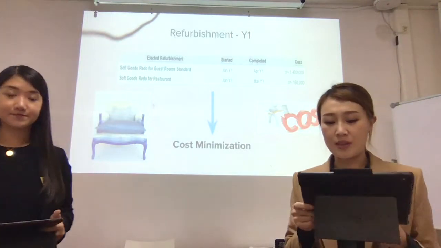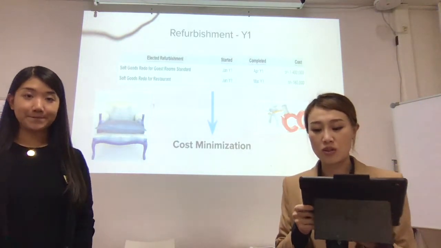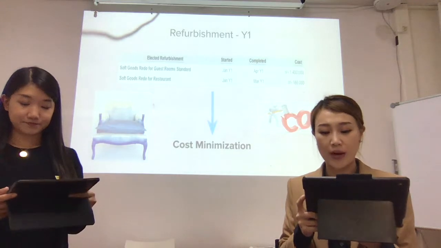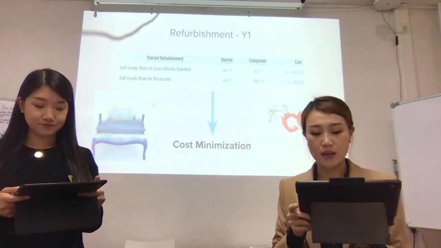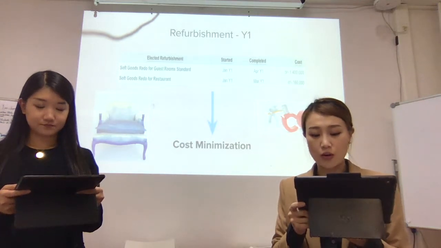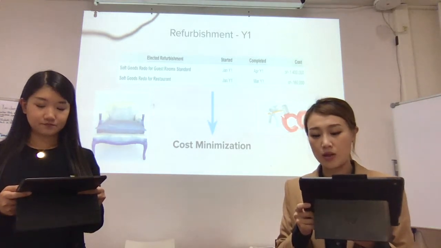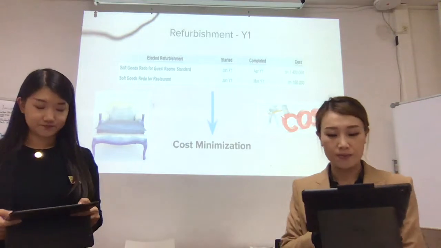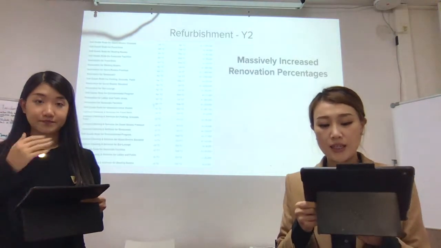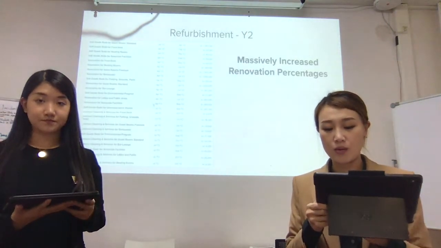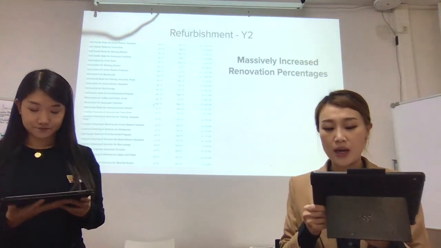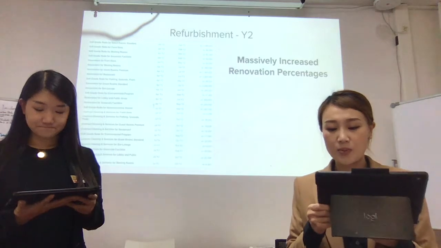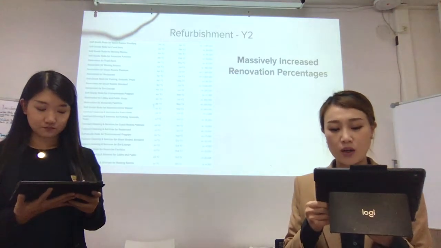Moving to refurbishment, our beginning aim was to make the most profit by implementing a high room rate strategy. Therefore, in year 1, we only did soft goods redo twice, for the guest room standard and the restaurant, to achieve cost minimization. However, the guest satisfaction rate in year 1 was really low, and we decided to increase our level of renovation and contract cleaning. Especially, we tried to finish them before the peak season.